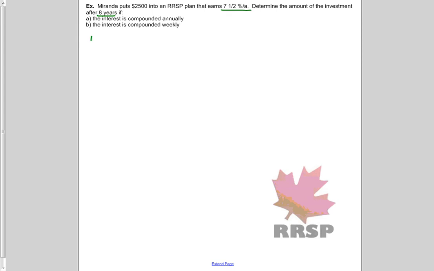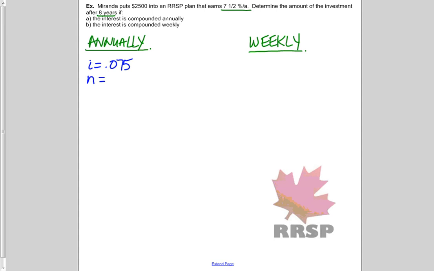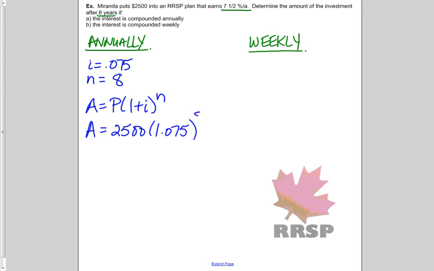So let's put them in 2 piles. Let's do the annually here, and let's do the weekly here. For annually, nothing changes. You've got 7.5% per annum annually. Your I is 0.075. N is once a year for 8 years. If it's annually, your N will be 8. So my formula, putting in the numbers she's putting in, $2,500 as her principal. 1 plus I is 1.075 to the power of 8.